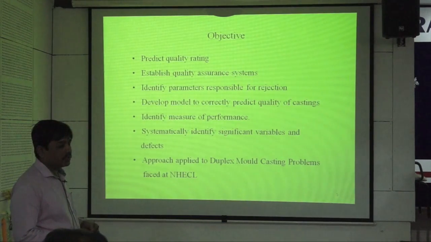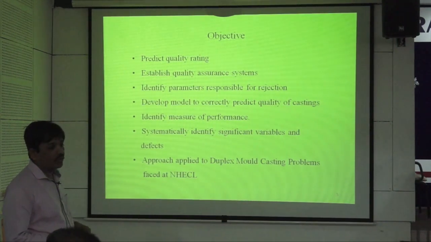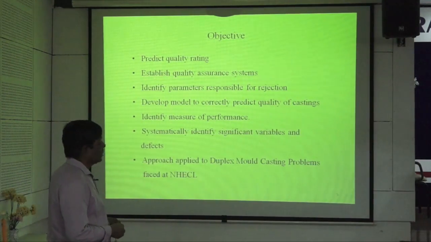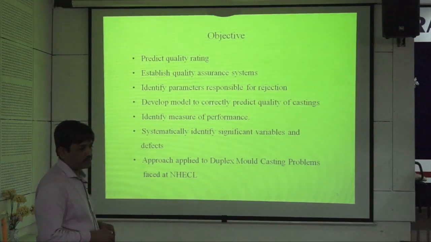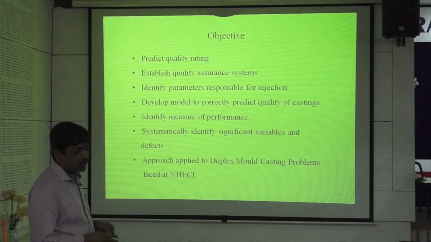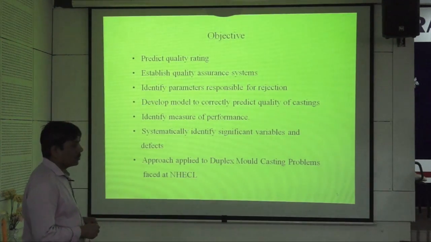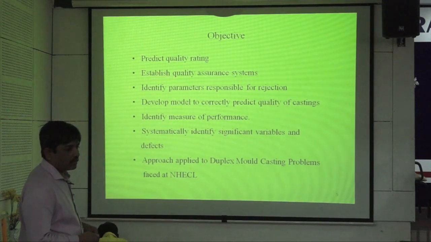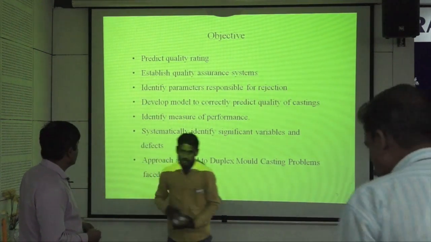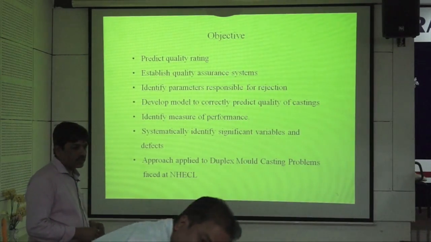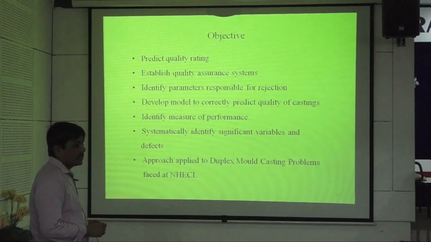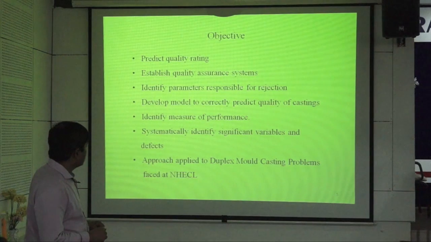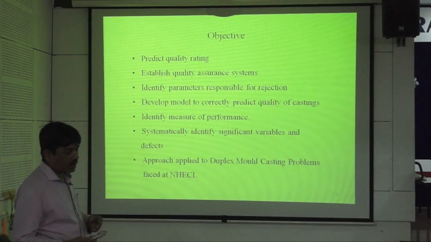The first and foremost objective was we wanted to develop a quality rating system. The thought came in our mind that if we can express the quality of castings in terms of numbers, then it will naturally be better. So we wanted to predict the quality rating. Then we wanted to develop a quality assurance system, find out the reasons responsible for rejection, and develop a model by which we can relate the output with the input.